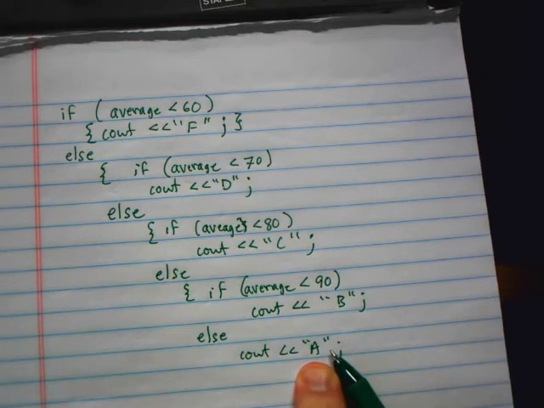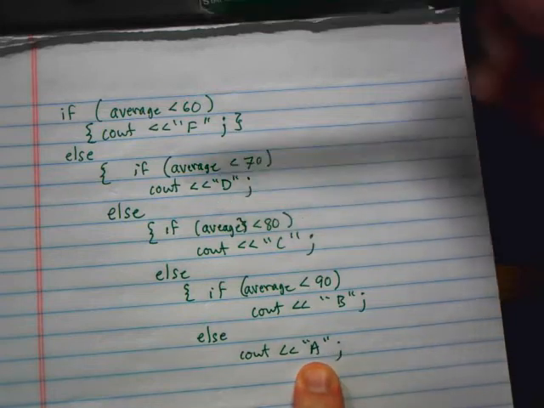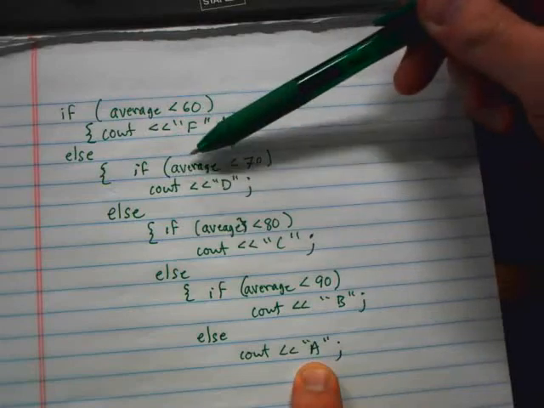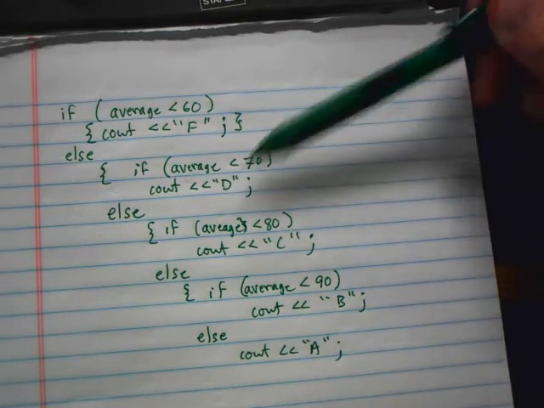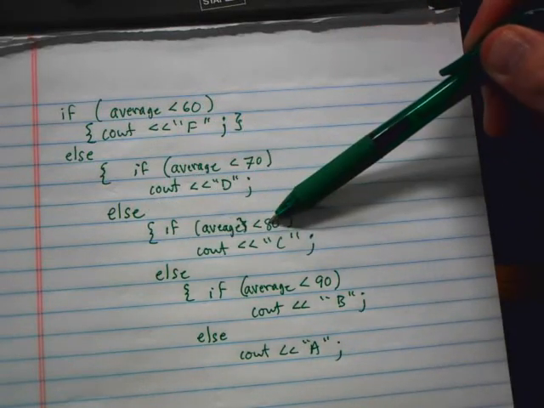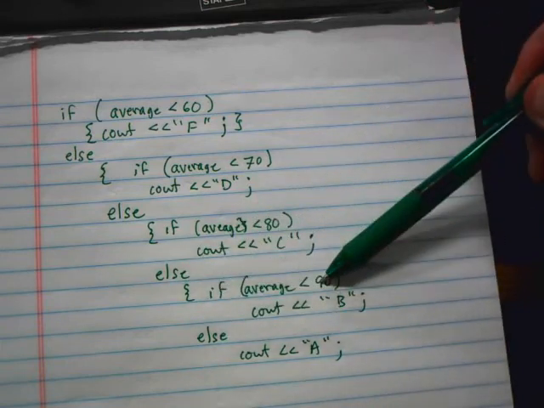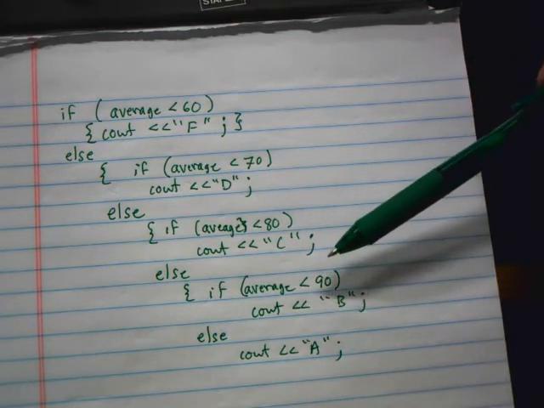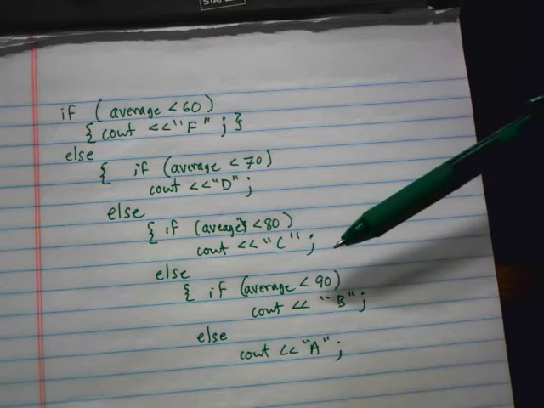If I pick a number greater than or equal to 90, what's going to happen? If the number is greater than 90, is it less than 60? No, so it goes to the else. Is it less than 70? No, so it goes to the else. Is it less than 80? No, so it goes to the else. Is it less than 90? So the only choice is, it has to be bigger than 90. If it's bigger than 90, then I earn an A.